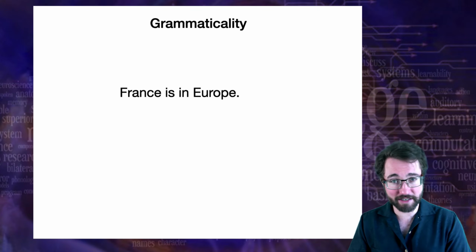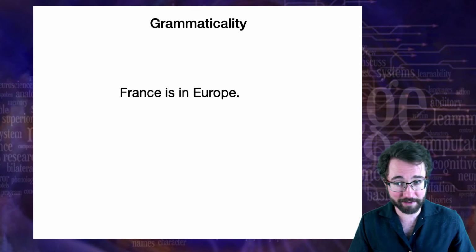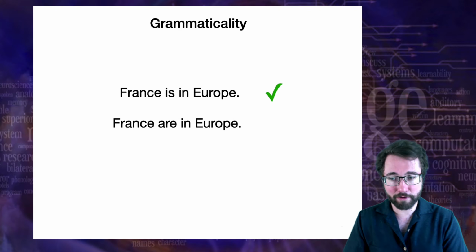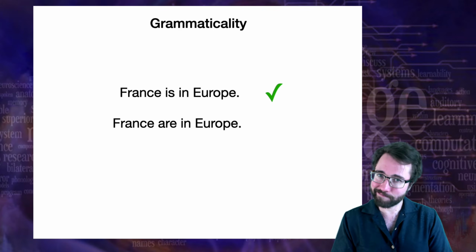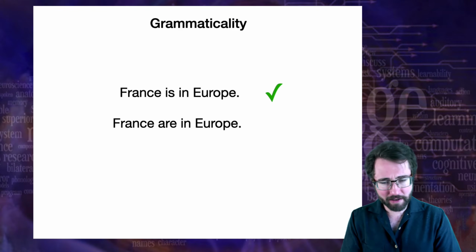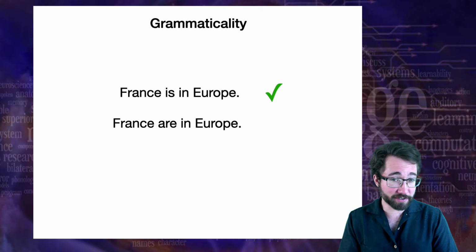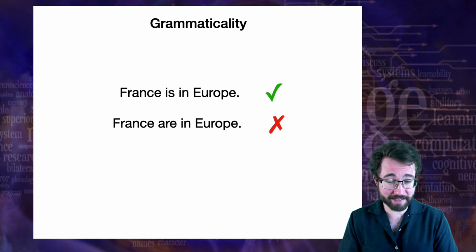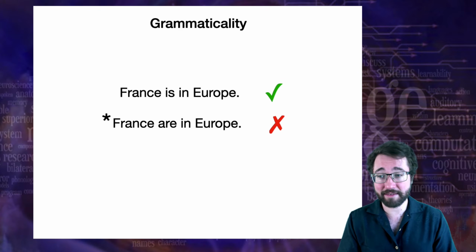How about this? France is in Europe. Is this grammatical? Yes. No problem. France are in Europe. Nope. So France, that's a singular subject, and then are, that indicates the third person plural of the verb to be. And so there's a mismatch, and so this is ungrammatical. This is not something an English speaker would say.